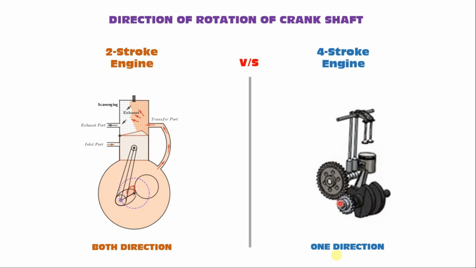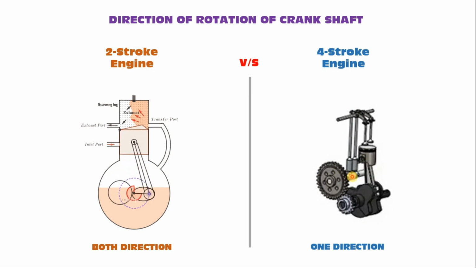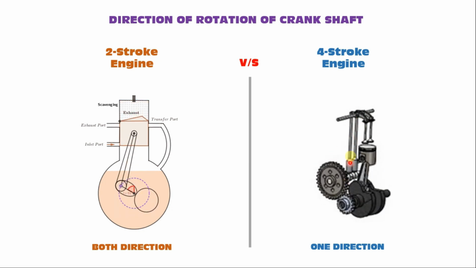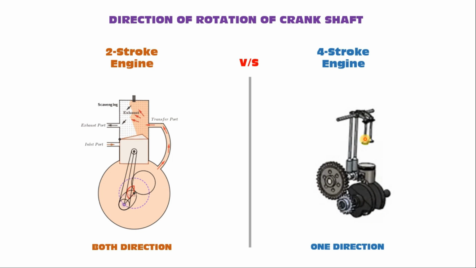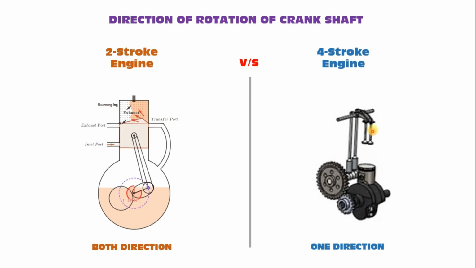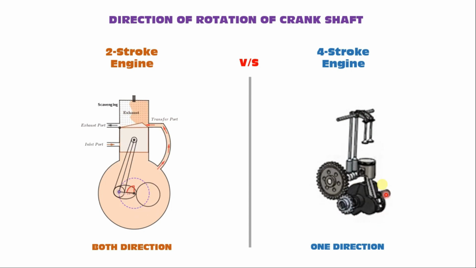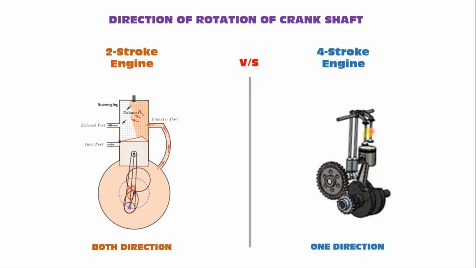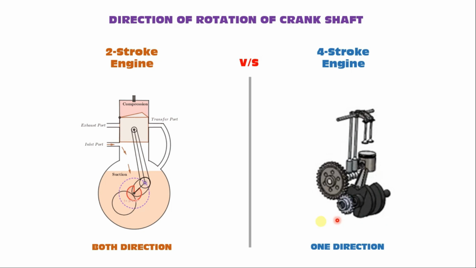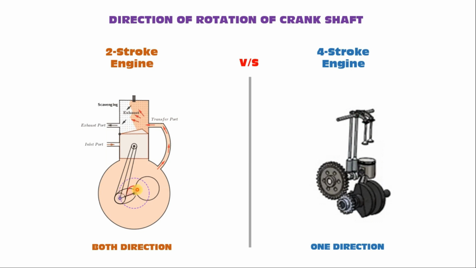While in case of four-stroke engine, the valves are operated by cams. Now this cam works in one direction only because we have timed the cam such that the inlet valve will open when suction stroke begins and exhaust valve will open when exhaust stroke is happening. If we rotate the four-stroke engine in opposite direction, then the timing of these valves will not be in sync. So that is the limitation of four-stroke engine, that we can rotate in one direction only, while in two-stroke engine we can rotate in both directions.